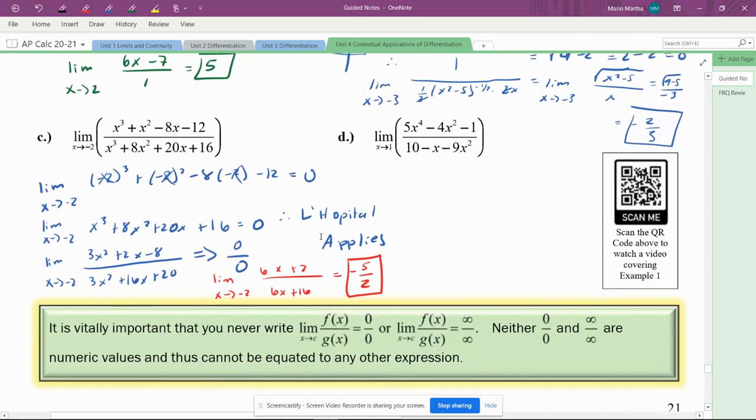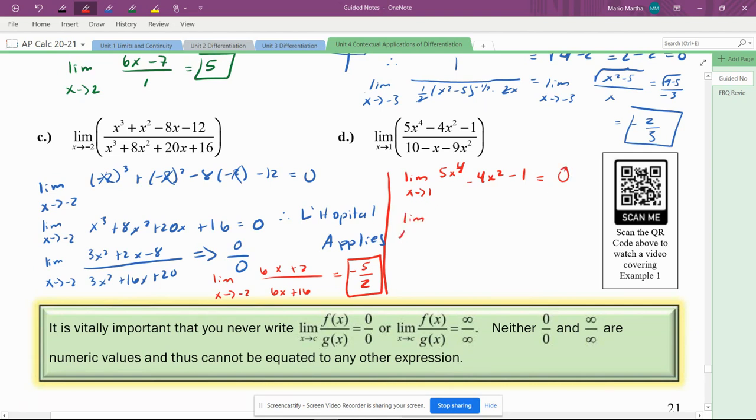And then the last example right there, we're looking at the limit as x approaches 1 of 5x to the fourth minus 4x squared minus 1 over 10 minus x minus 9x squared. So again, let's make sure we apply it. Let's do the limit as x approaches 1 of 5x to the fourth, sorry, minus 4x squared minus 1. Again, you plug in 1, you end up with 5 minus 4 minus 1, which is just 0, right?